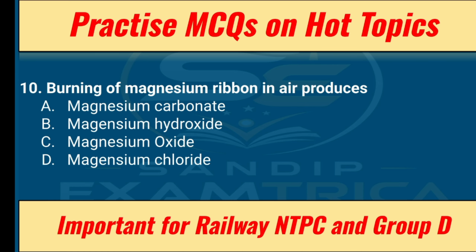Question number 10. Burning of magnesium ribbon in air produces magnesium carbonate, magnesium hydroxide, magnesium oxide, magnesium chloride. So here the correct answer will be magnesium oxide. Magnesium ribbon burning in air, that means in the presence of oxygen. So oxygen will be added to magnesium and magnesium oxide is produced.